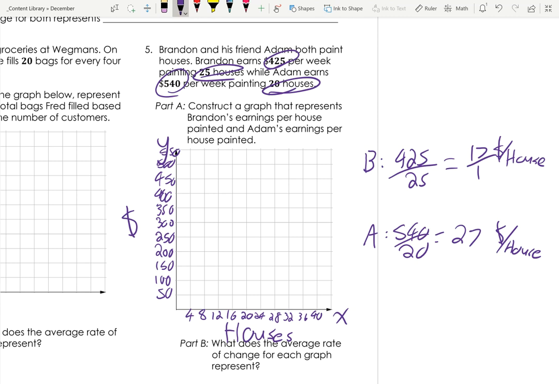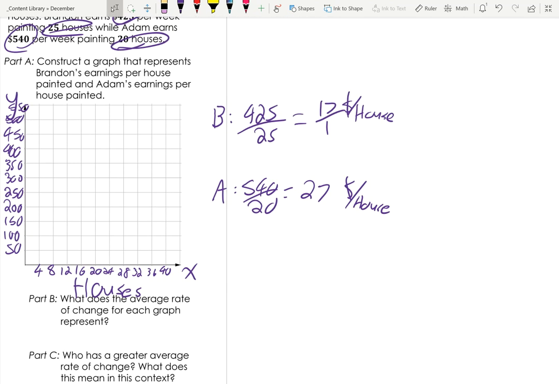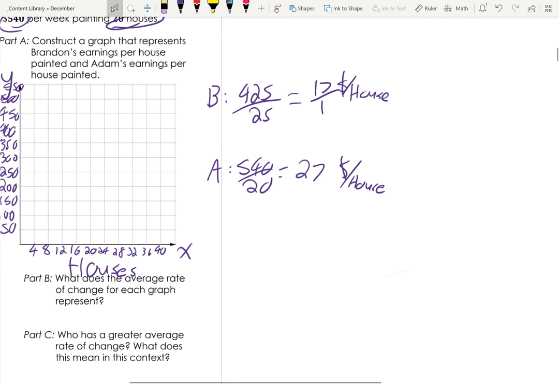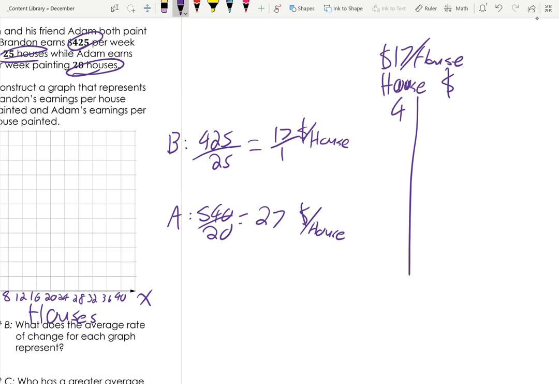My axis is kind of rough here, but we can make a general idea. Since I'm going by 4s on my x-axis, let's see, Brandon is doing $17 per house, right? So if he did 4 houses, that's 4 times 17, which would be $68. If he did 8 houses, 8 times 17 would be $136. If he did 12, 12 times 17 would be $204.